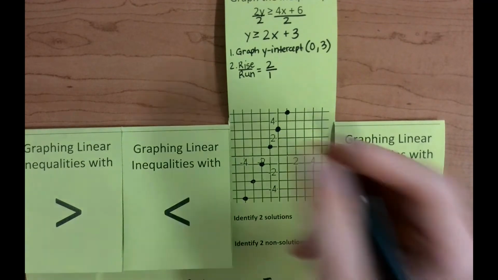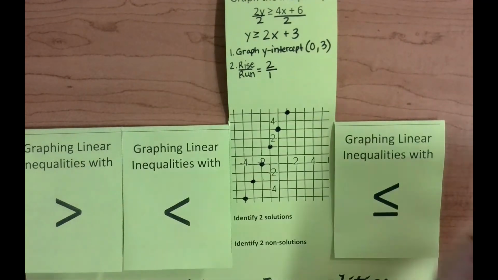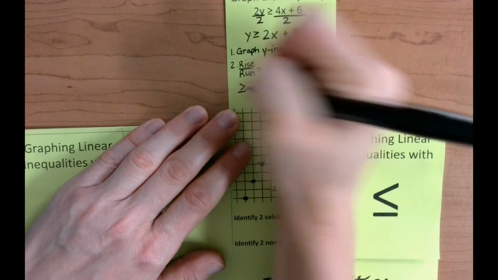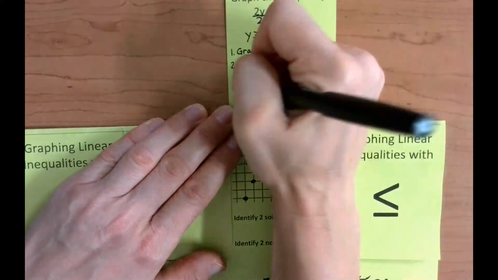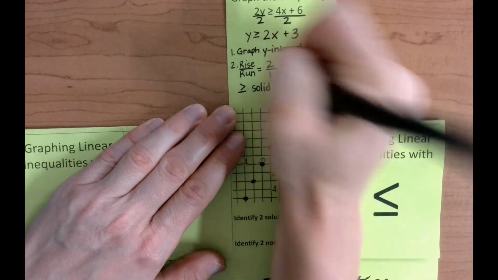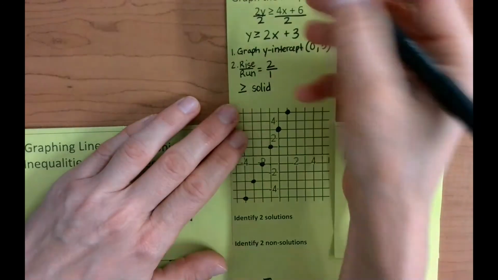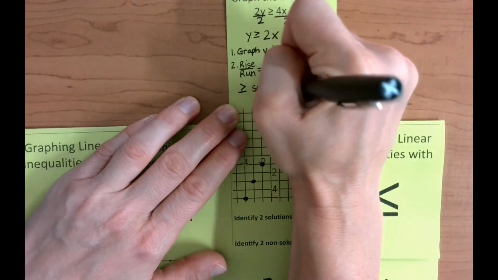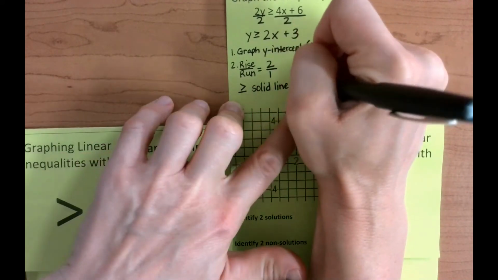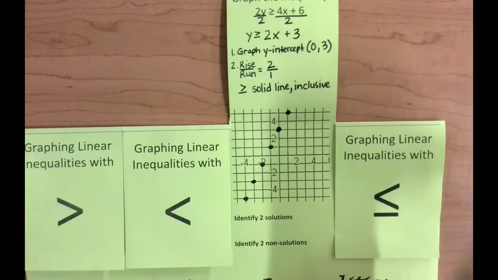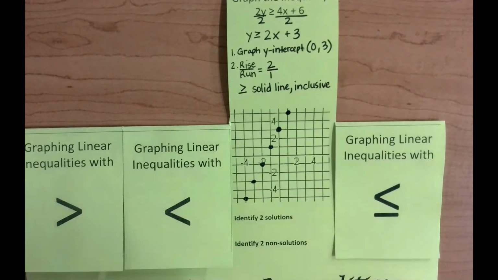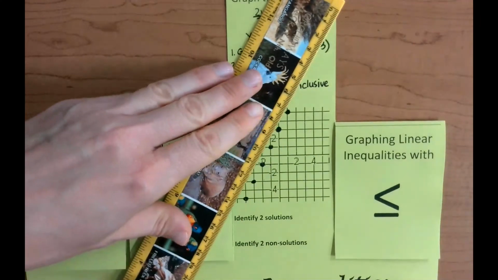All right, now I have my points. Now I have to go back to my inequality. It's greater than or equal to. This is going to be a solid line because it's inclusive. It has that or equal to, that little line underneath the inequality. So it's a solid line, it's inclusive. So I'm going to get my ruler, draw my solid line.